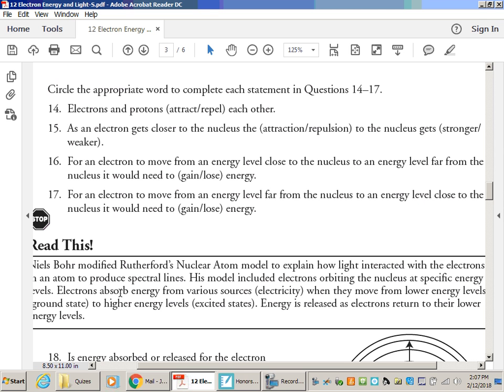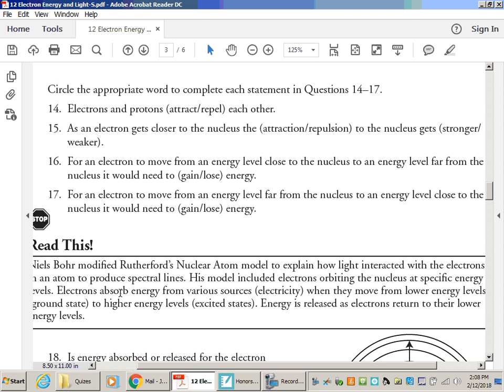14, you fill in the blank as I go, okay? Electrons and protons, loud and proud, attract each other, right? Positive and negative. That's how it works in chemistry. I know it's 21st century, but that's how it works in chemistry. As an electron gets closer to the nucleus, the attraction to the nucleus gets stronger, right? Remember, positives and negatives attract, so as the electron gets closer, it's more attracted to its nucleus, which makes it stable, aka at ground state.